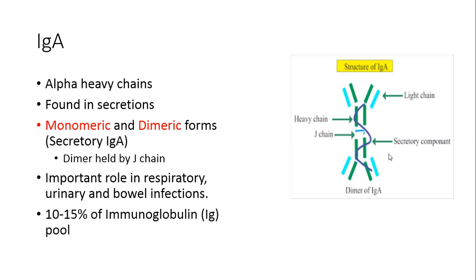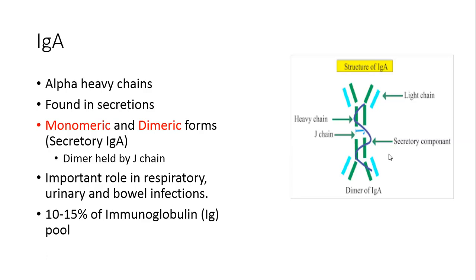IgA, or immunoglobulin with alpha chains, are really interesting. IgA is found primarily in secretions of the host. Things like, we talked about the very first week, MALT, that mucosal associated lymphoid tissue. They're found very heavily in those kinds of areas, respiratory, urinary, bowel areas where there's mucosal areas. We know it has alpha chains that are the heavy chains.